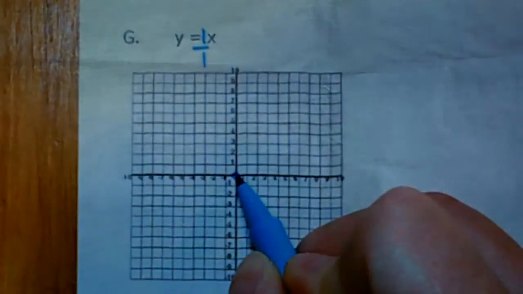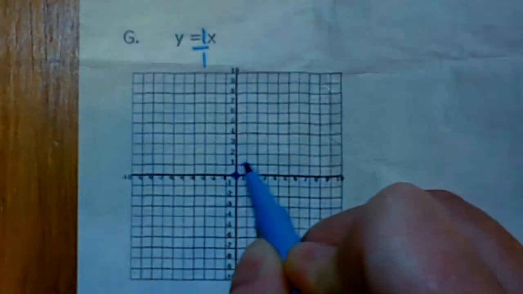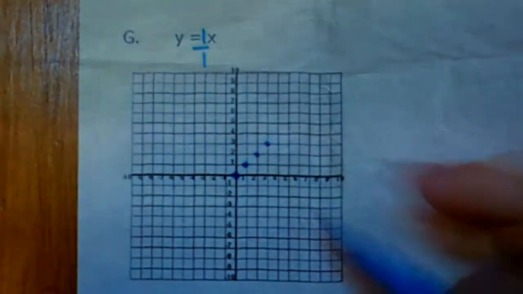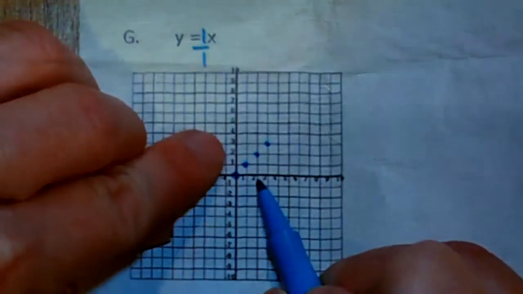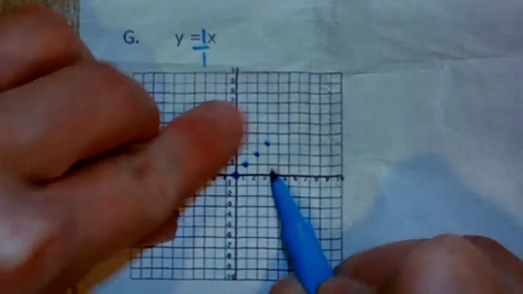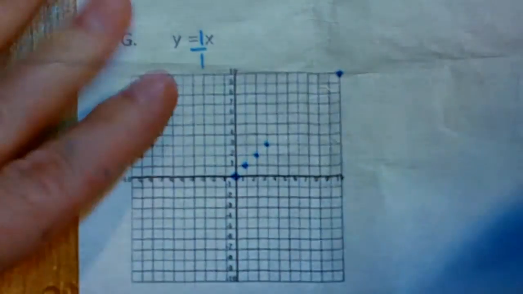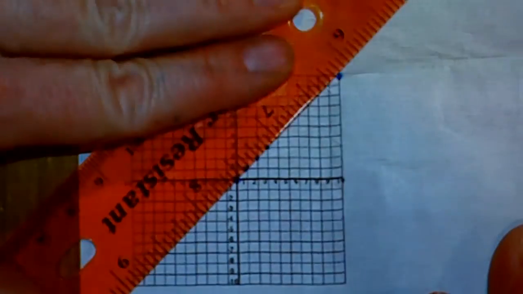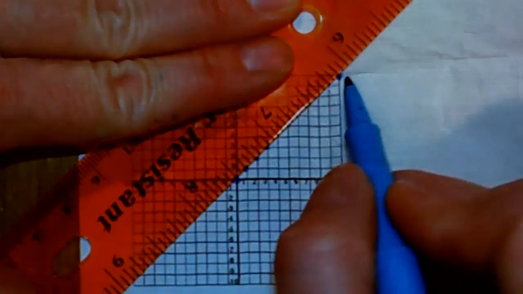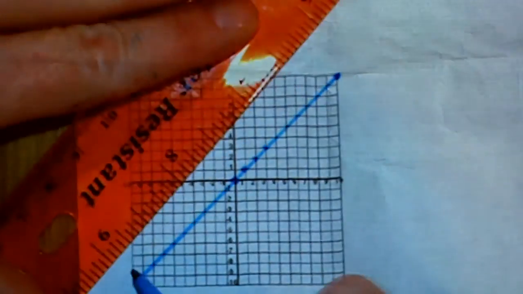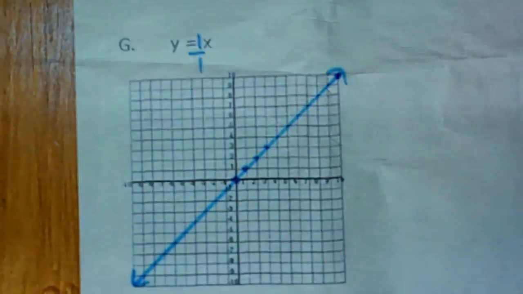So that means from here, all I need to do is go up 1, right 1, up 1, right 1, up 1, right 1. And notice, when x is 1, y is 1. When x is 2, y is 2. When x is 3, y is 3. When x is 10, y is 10. So basically, when you see y equals x, you're going to see a lovely line that kind of cuts this graph right in half. Looks like that.